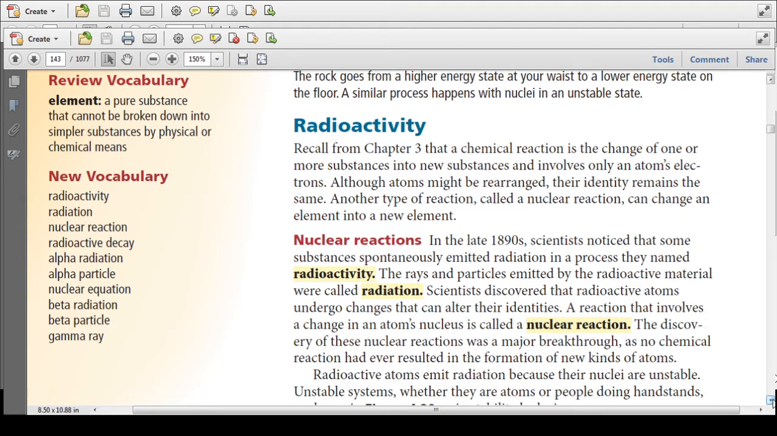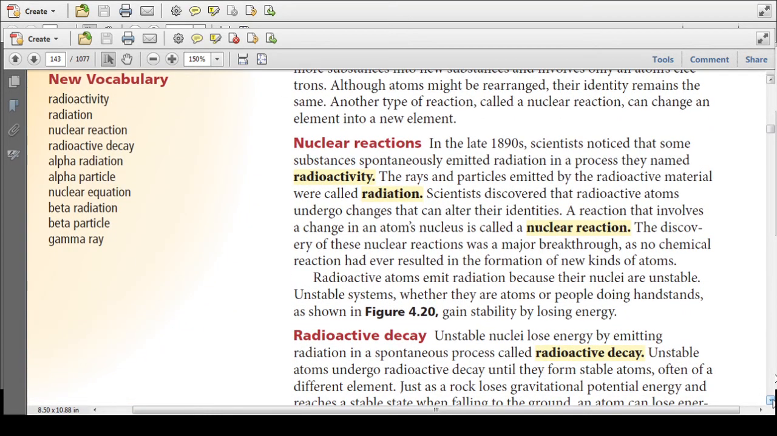Although atoms might be rearranged, their chemical identity remains the same in a chemical reaction. Another type of reaction, called a nuclear reaction, can change an element into a new element.